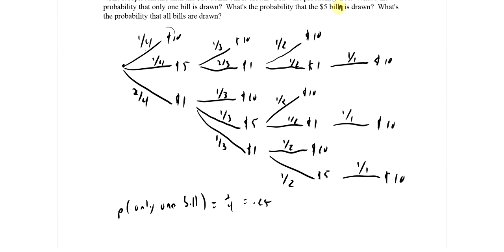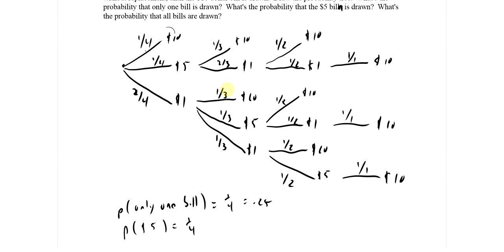What's the probability that the $5 bill is drawn? Well, what are the paths that involve the $5 bill? Well, you could draw it here. This is 1/4. So probability of drawing the $5 bill: there's this one, which is 1/4. These all get broken down, but if you actually added up all these possibilities, they're all going to add up to 1/4. So there's a 1/4 there.